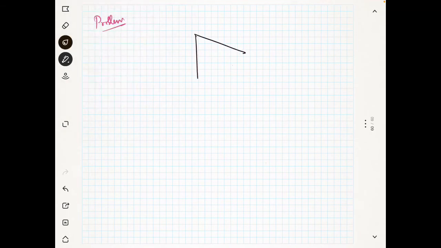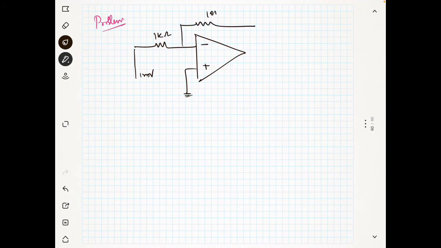You see here, this is minus, this is plus. Now this is 1 millivolt, and this is 1 kilo ohm, and this is 10 kilo ohm. Okay, this is your Rf and this is your Ri. Now you are applying a V in, which is 1 millivolt, and this is V out, and you want to find what is V out.